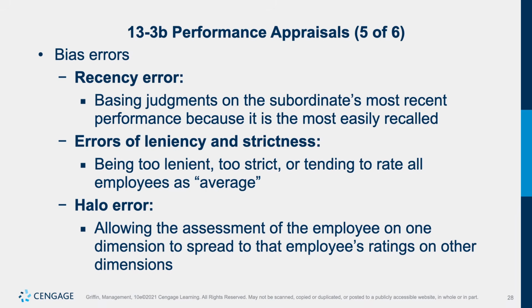Now we have errors of leniency and strictness. This has to do with when the manager is being either too lenient or too strict, or trying to rate all employees as average. Trying to rate all employees as average may be called the central tendency error. So central tendency error is also inclusive in the performance appraisal biases, which is when the manager tends to take a middle course in the appraisal of performance on all areas.